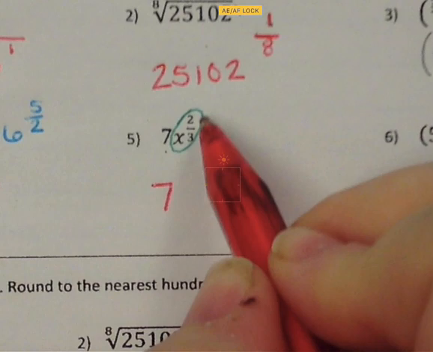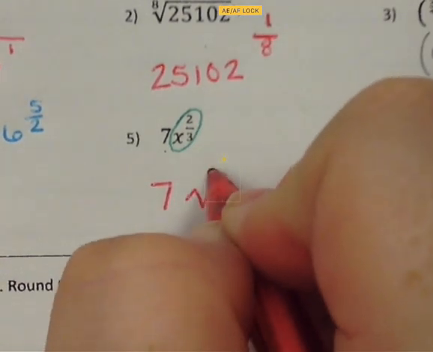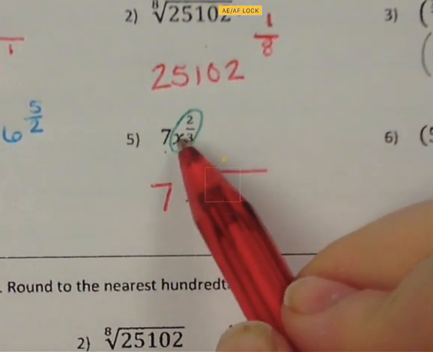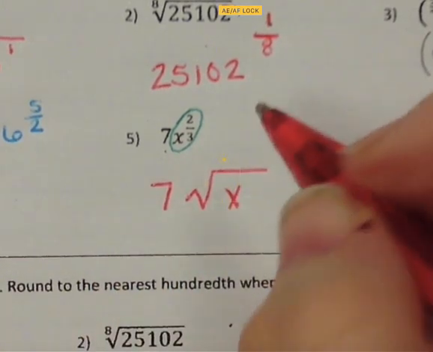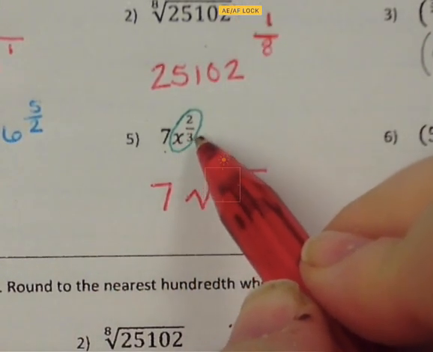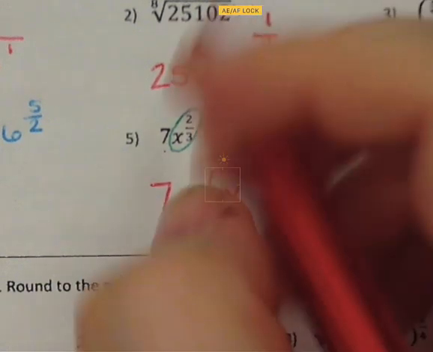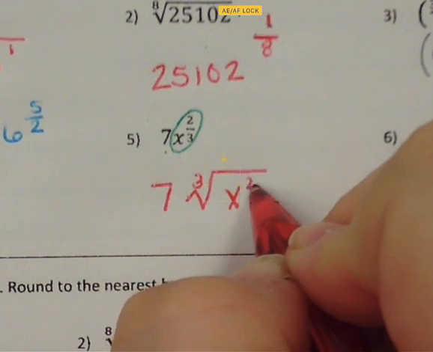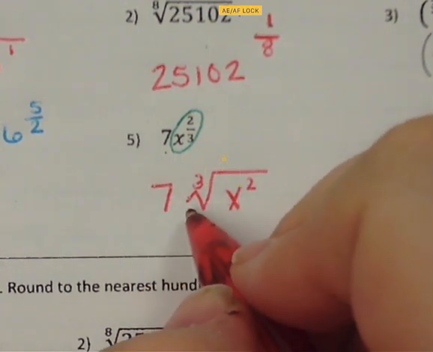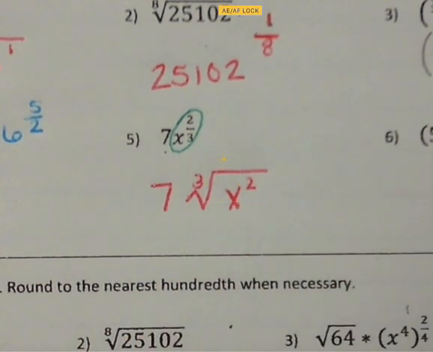This part becomes your radical. So we have a radical. The 2/3 is attached to the x, so the x is your radicand. And then, again, the denominator is always your index. So your index is 3, and your exponent is squared. So we have 7 times the cube root of x squared. So again, it's very important to see if you have parentheses or no parentheses.